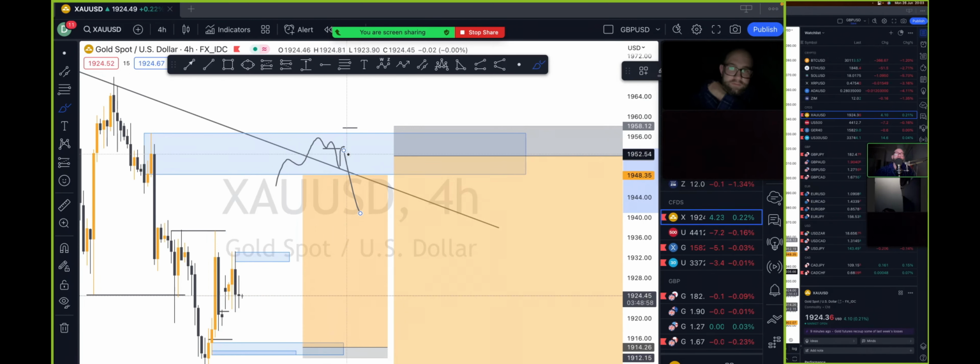Would you be able to backtest this and maybe show us an example of how you tie it down to the lower time frames?